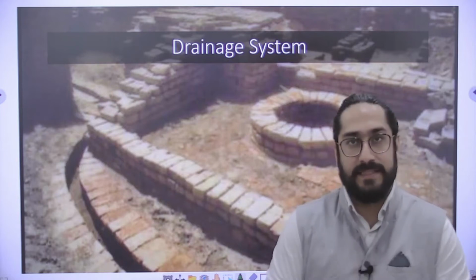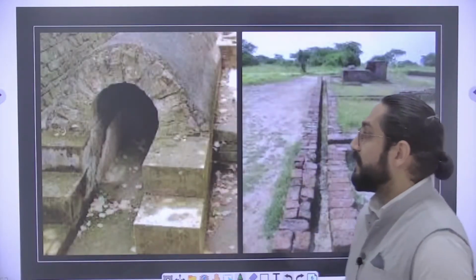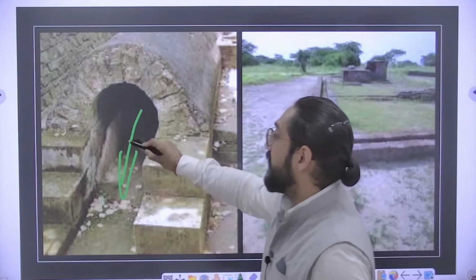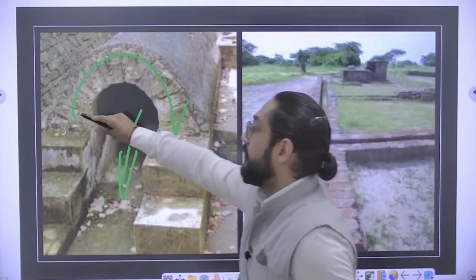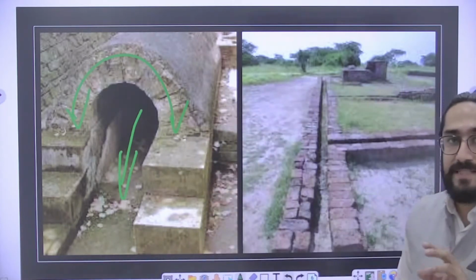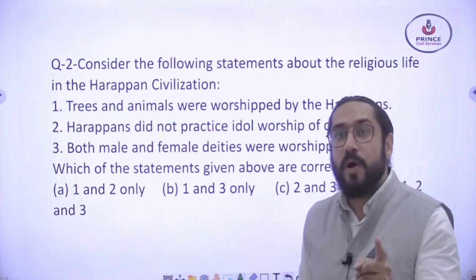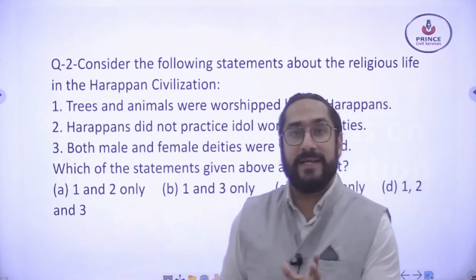In the next picture, you can see also drains were covered. So you can see this is a drain, and this is covered with the help of sometimes slabs as well as stone slabs as well as bricks. So that was question number 1, based on town planning and the uniformity in the IVC.